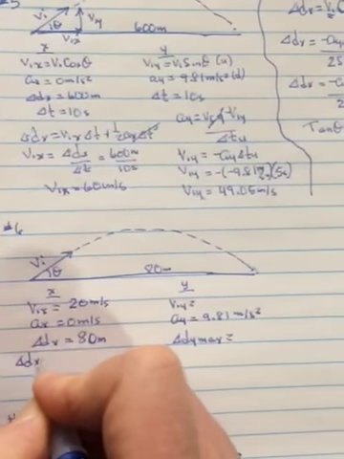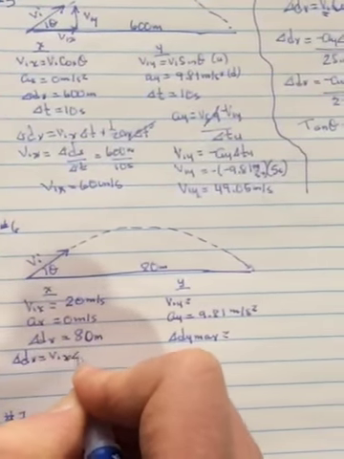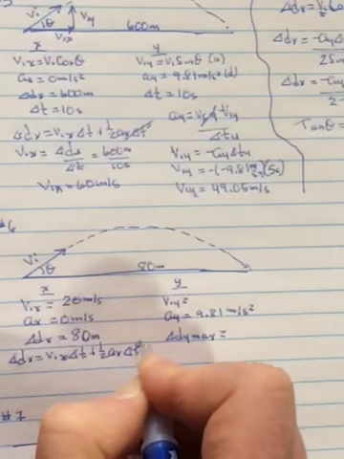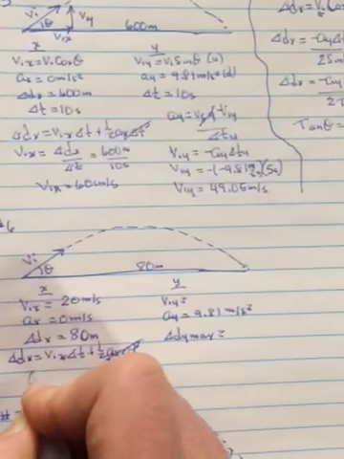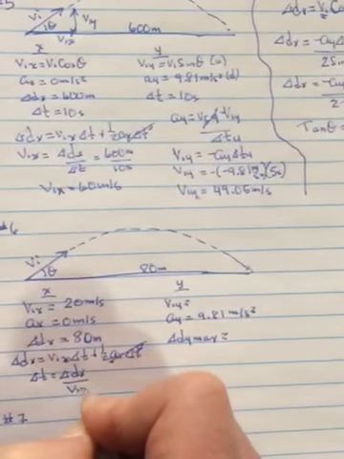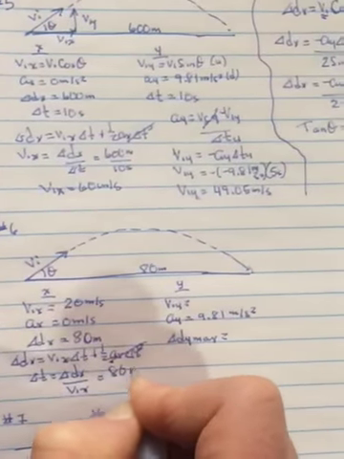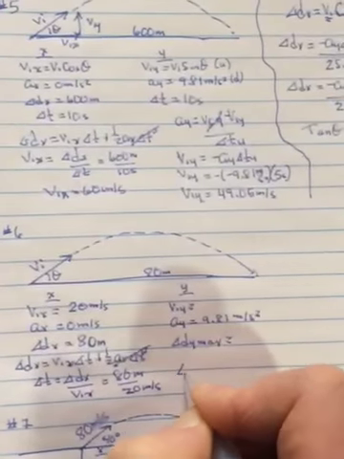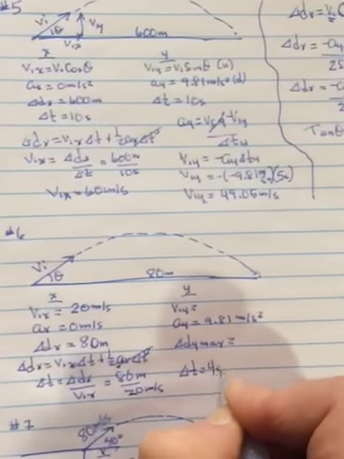So again, delta dx is equal to VIx delta t plus 1/2 ax delta t squared. This goes to 0, solve for delta t. And it's just delta dx over VIx, 80 meters over 20 meters per second. And so the delta t is 4 seconds.